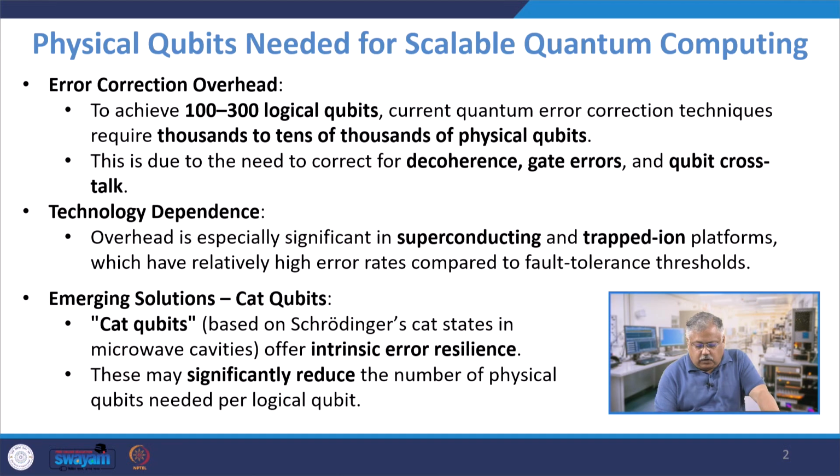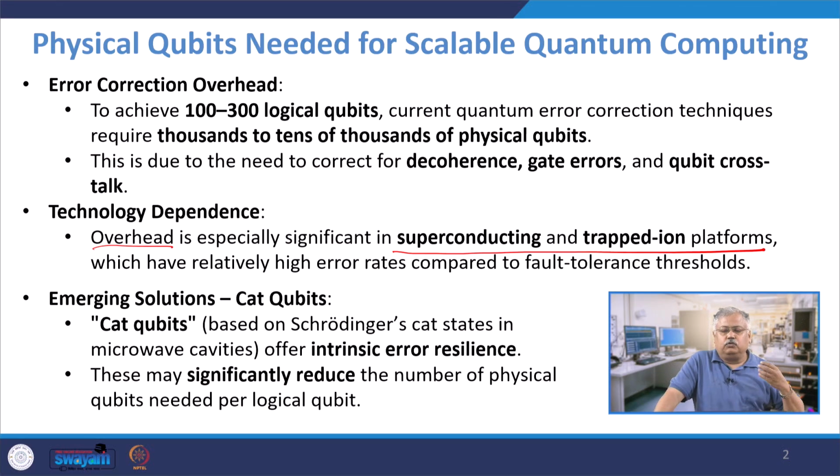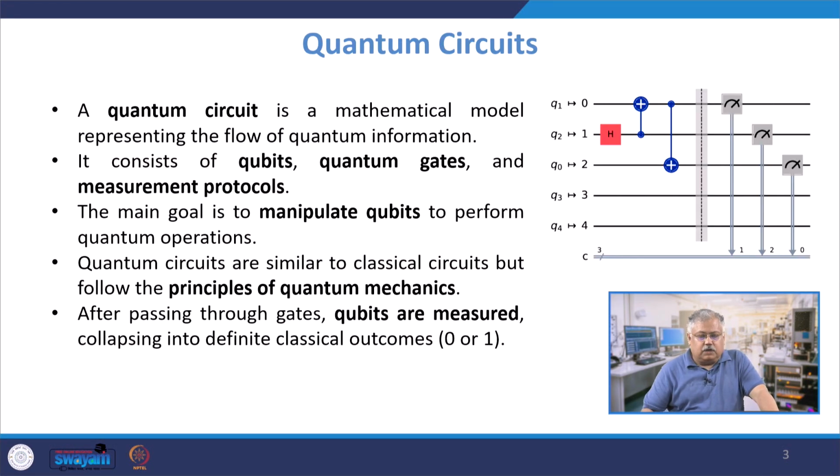Now, the overhead is obviously major and significant in superconducting and trapped ion platforms. They are pretty large in numbers, right? There are certain emerging solutions from a technology point of view, referred to as cat qubits, which offer an intrinsic error resilience, which means that you do not have to do error correction internally. It offers by itself a large amount of error resilience, and therefore these may significantly reduce the number of physical qubits required per logical qubit, right? That is the domain in which a large amount of work is going on across the world. Now, let us look at quantum circuits, right?